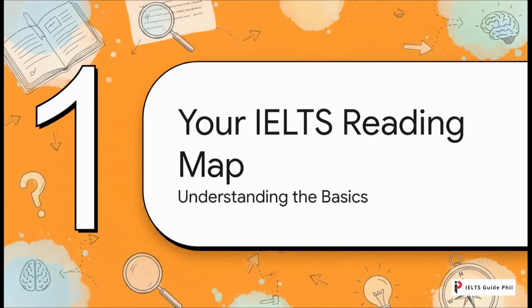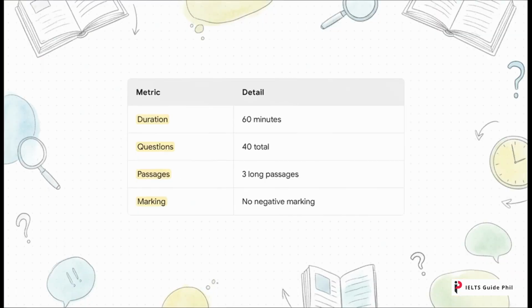Okay, so think of this first section as your map. Before we get into all the details of the journey, we need to understand the terrain. So let's just look at the basic structure of the test. So the bottom line is this. You have exactly 1 hour, 60 minutes to answer 40 questions across 3 long passages. That breaks down to about 90 seconds for each question.